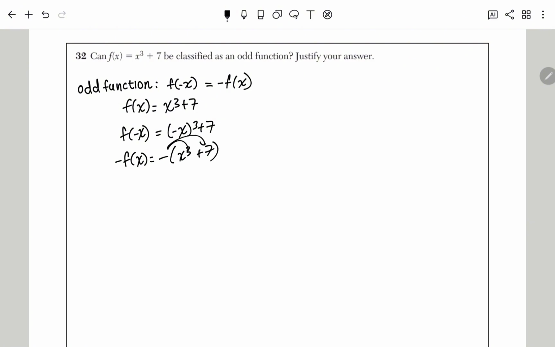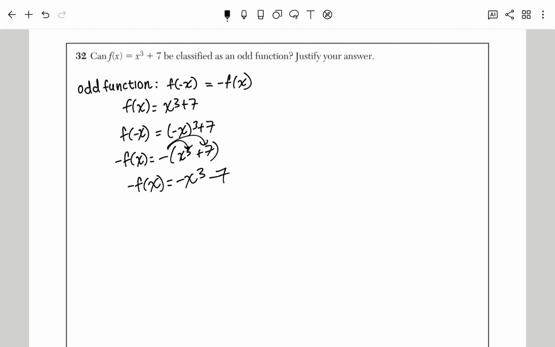Negative f of x means that I'm doing negative of x cubed plus 7. So I'm going to distribute that. I'm going to get negative f of x equals negative x cubed minus 7. Okay? And we know that for something to be an odd function, f of negative x has to be equal to negative f of x. So because they are not equal, it is not an odd function.